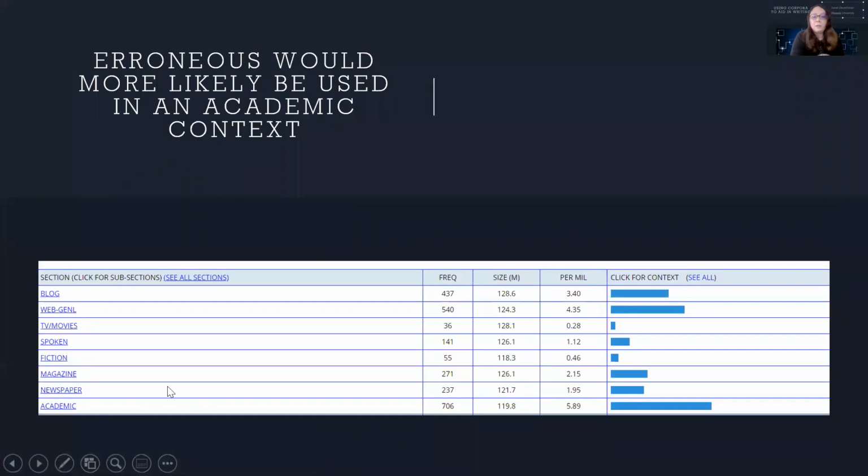All right, so if we look at a search and we can look at a chart, we can see that the bar that's the longest, it would most likely be used in a newspaper from the sample that they used. It could be used in a blog or maybe on the web, you might see it. But most likely you would see the word erroneous used in academic writing from the sample that the COCA draws from.